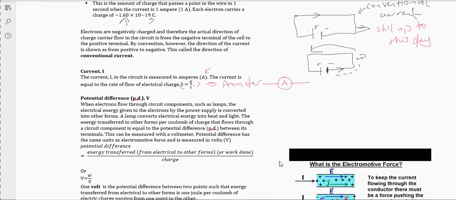So every component that is in a circuit. Let's imagine that this is my lamp, and I have a resistor in the circuit. These are what we call components. Here's my power supply.